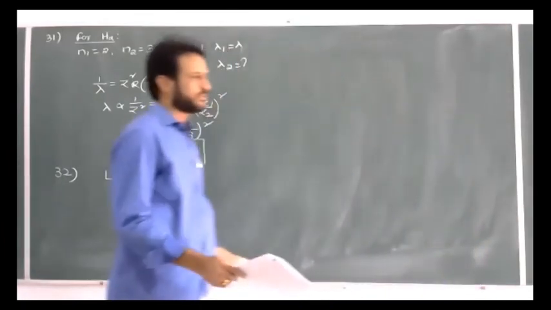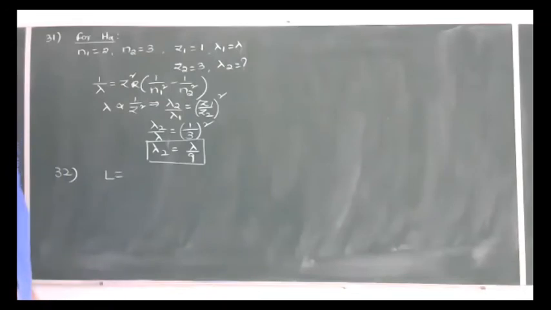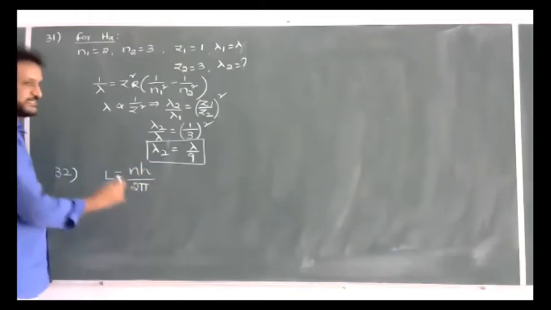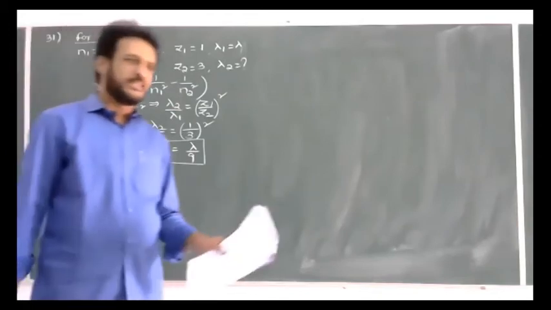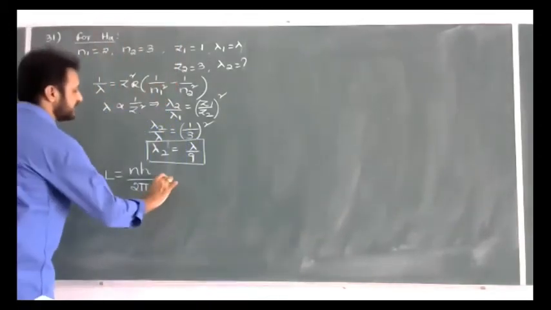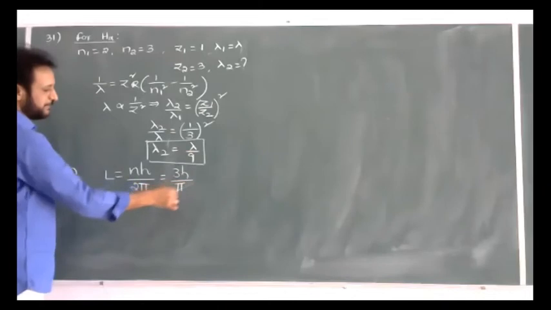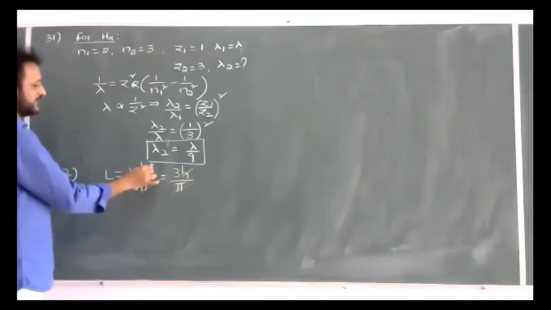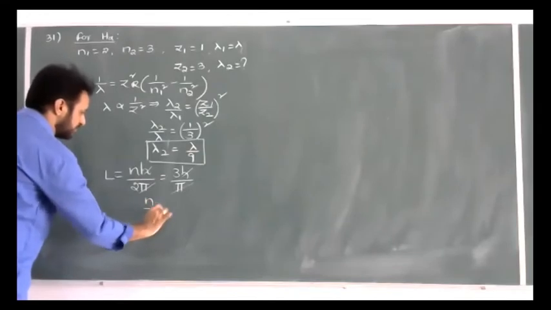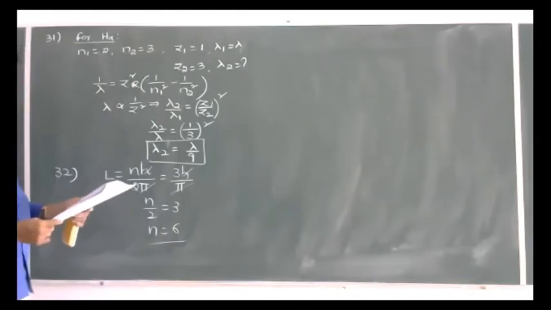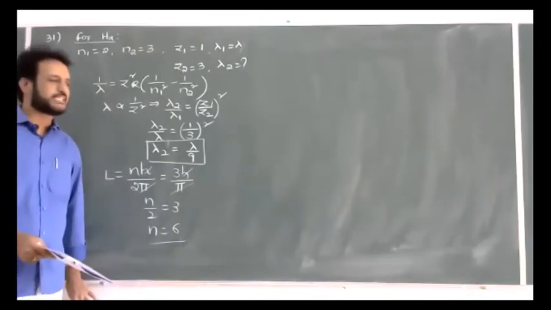We know according to Bohr's second postulate, the angular momentum of electron in the nth stationary orbit is nh by 2 pi. It is a general formula. In the question they have given 3h by pi, so equate nh by 2 pi to 3h by pi. Check any cancellation on both sides: pi gets cancelled, and h also gets cancelled. Then the remaining n by 2 is equal to 3, or n is equal to 6. So the third option is correct. It is question number 32.